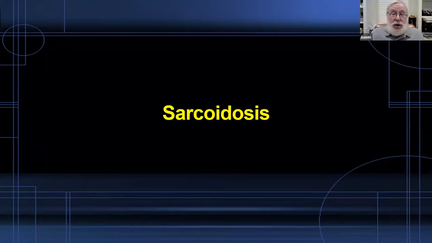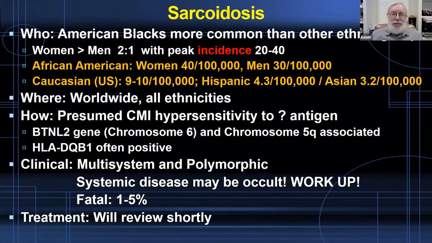So I'm going to start with sarcoidosis because I think it's one of the most important systemic diseases we see in skin of color, but in a very narrow sense. So who gets this? American Blacks, more common than any other ethnic group. Peak incidence is 20 to 40. It's more common in women than men by a ratio of 2 to 1. Look at African American women, 40 per 100,000 incidence. African American men, just slightly less than that, 30 per 100,000. Compared to Caucasians, 9 to 10 per 100,000, men and women.